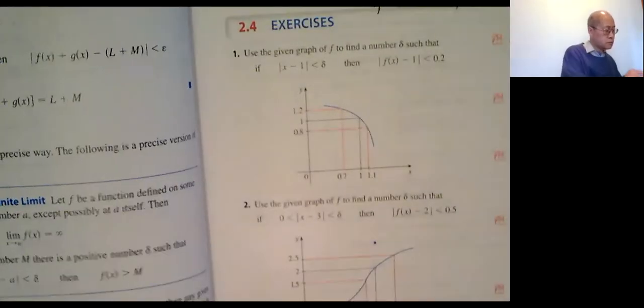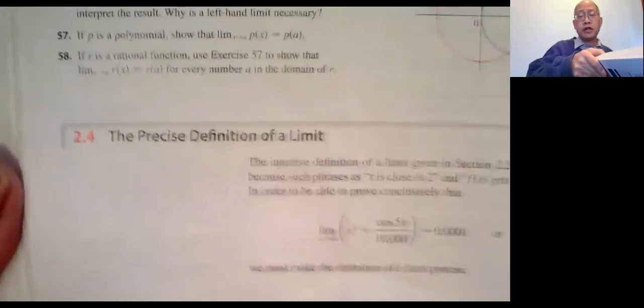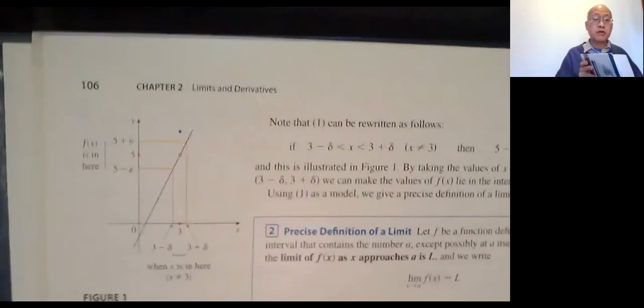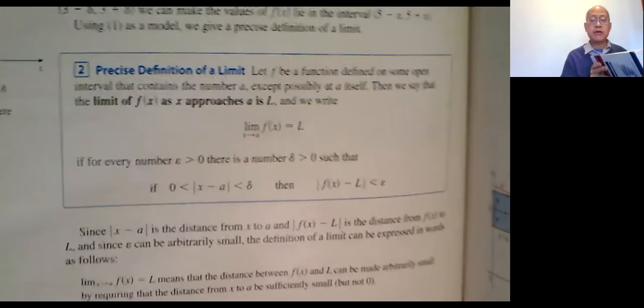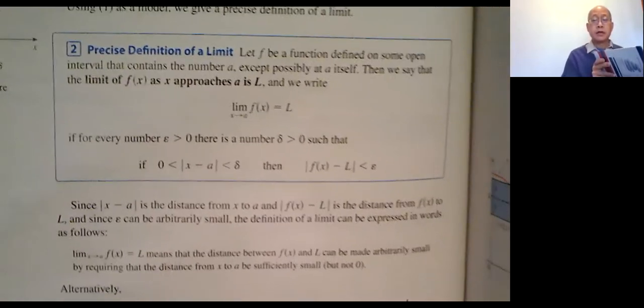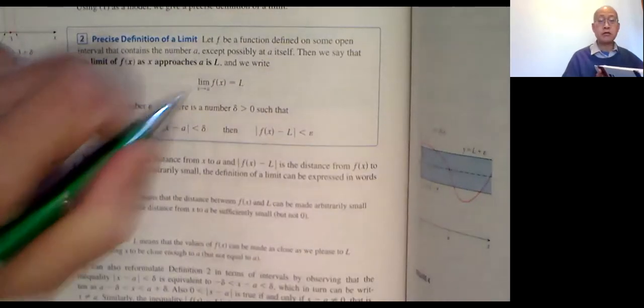And now I'll show you some stuff in the text. So 2.4, precise definition of a limit. Page 104. Page 106. Precise definition of a limit. If you want to put this whole thing on your cheat sheet, you may. Okay. Limit as x approaches a of f of x equals L. You probably don't have to copy all of this stuff. Right? Just write all this down.